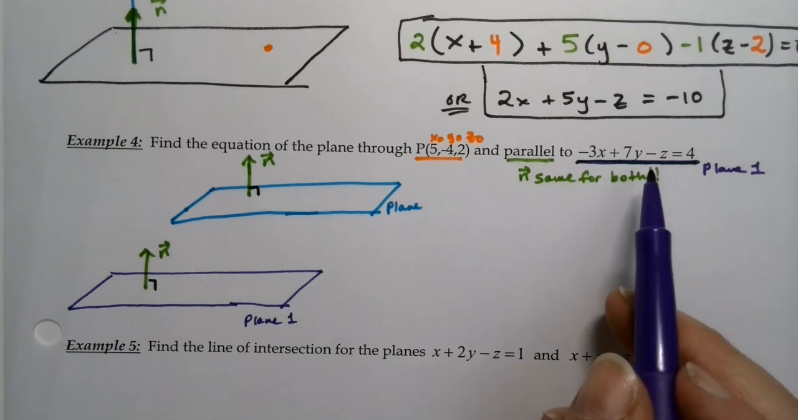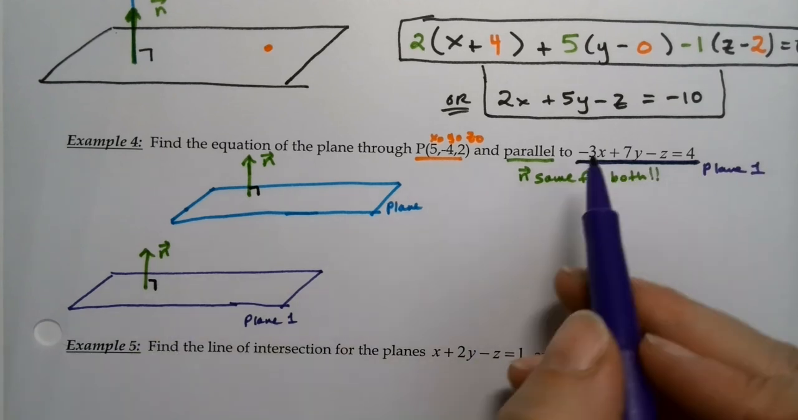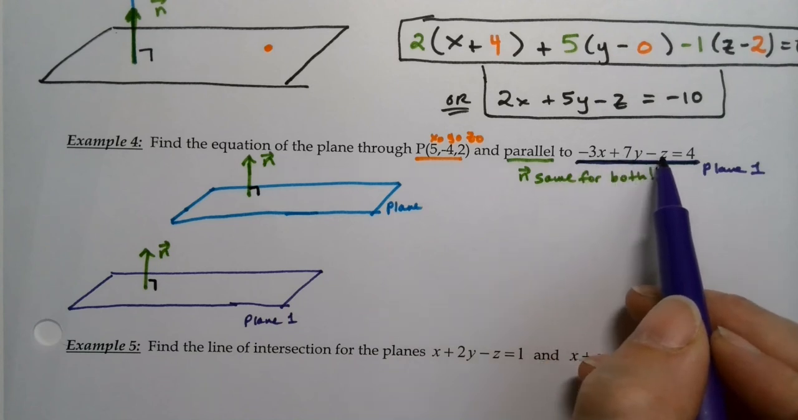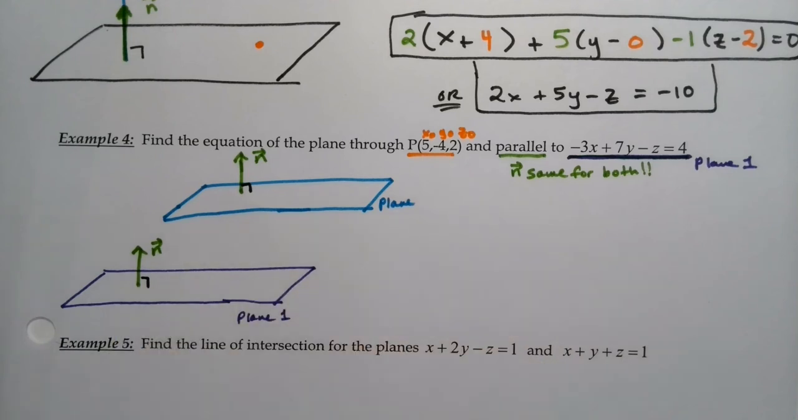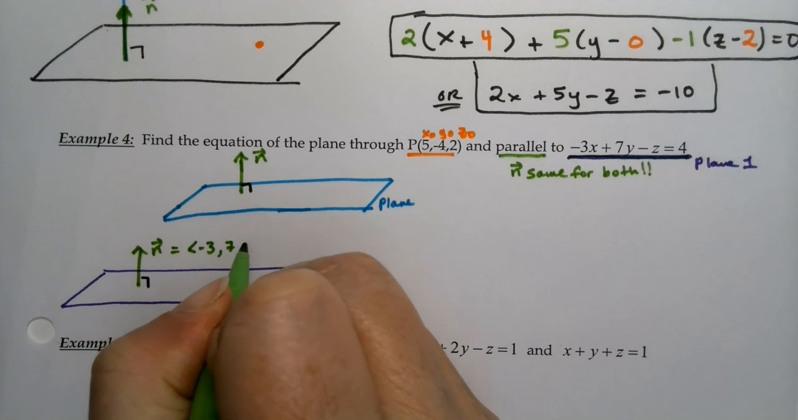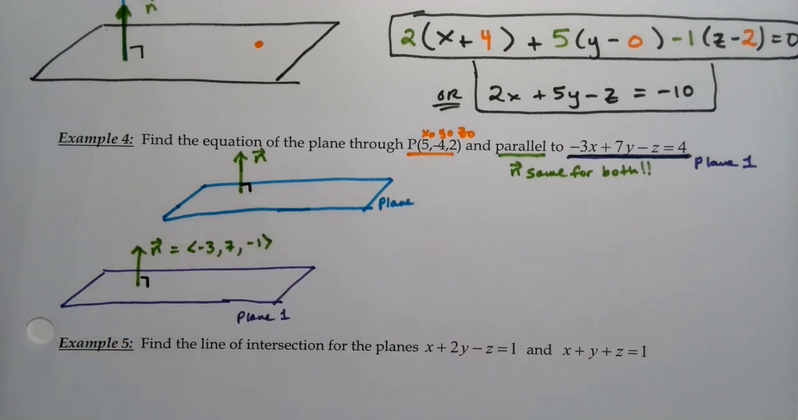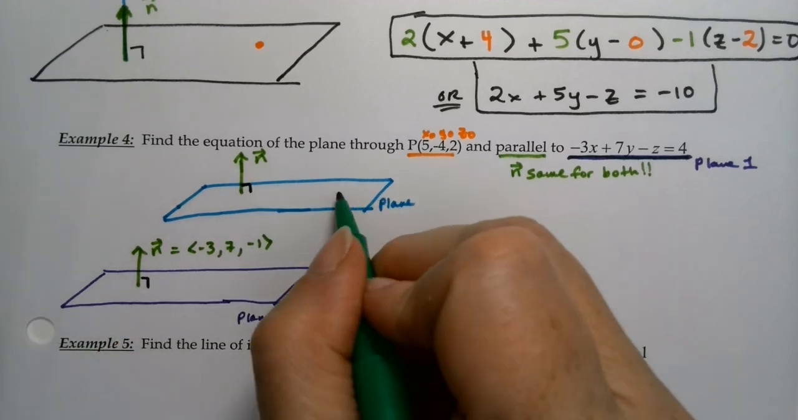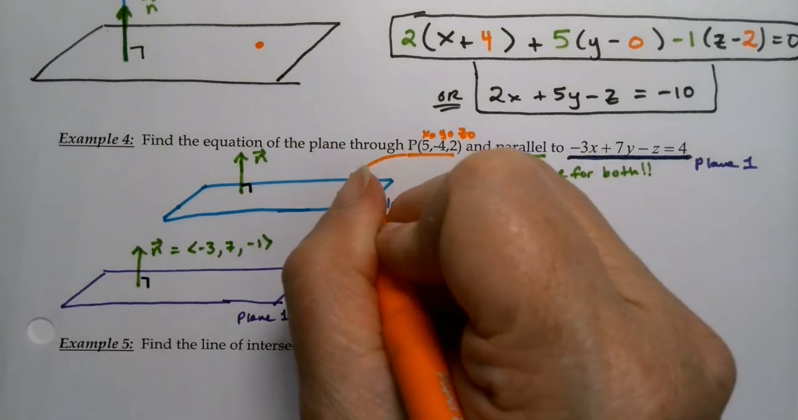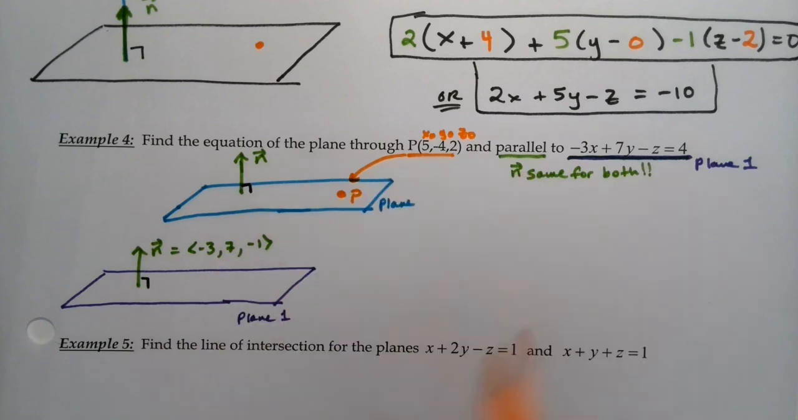Right? Well, look at it. You can see that it breaks down, and the direction components are -3, 7, and -1. So if that's plane 1, I know that this right here is -3, 7, and -1. And so then this other plane, the plane I'm looking for, has my point P sitting on it, right? So there's point P right there, sitting on my plane. And I want to find the equation of this plane.